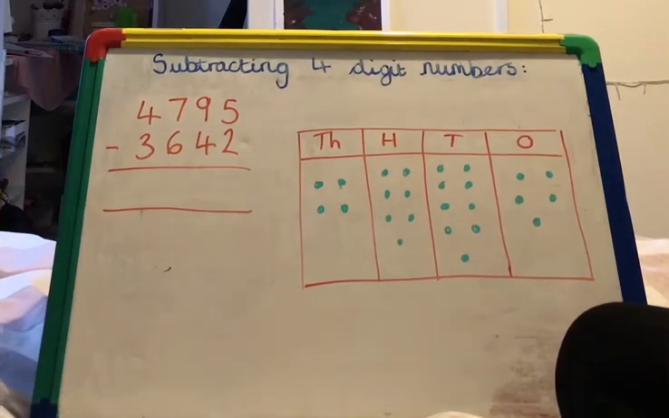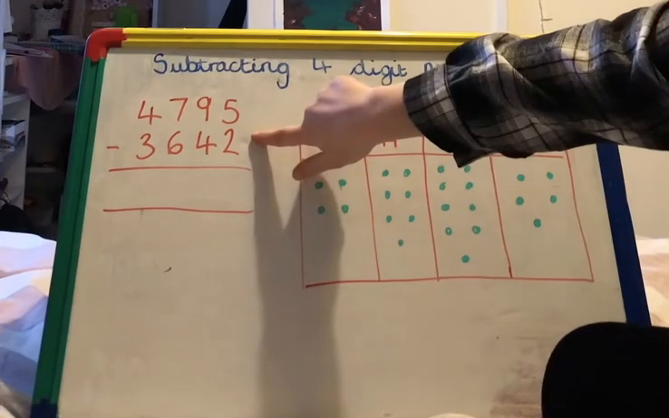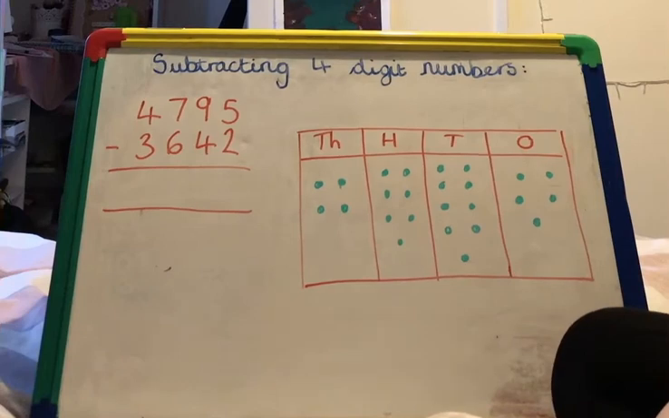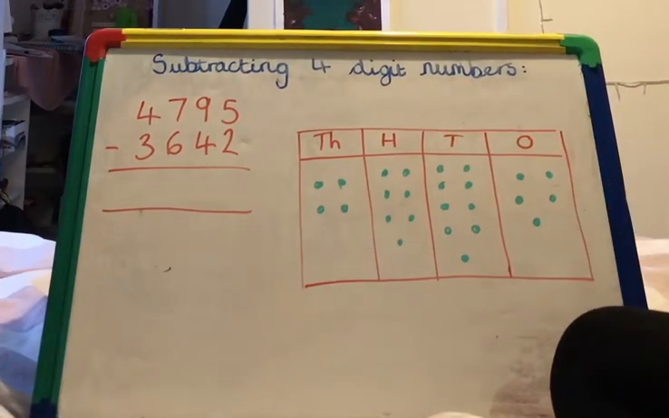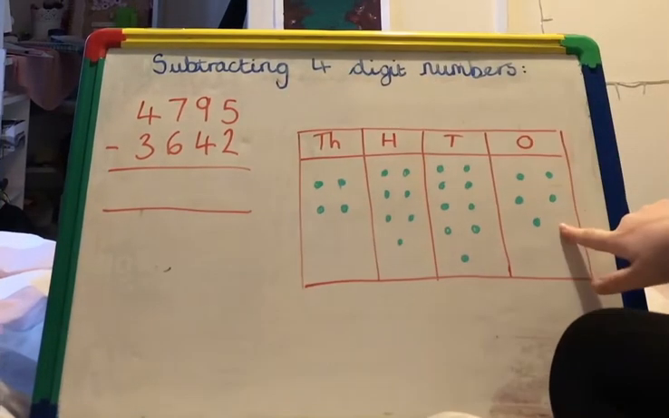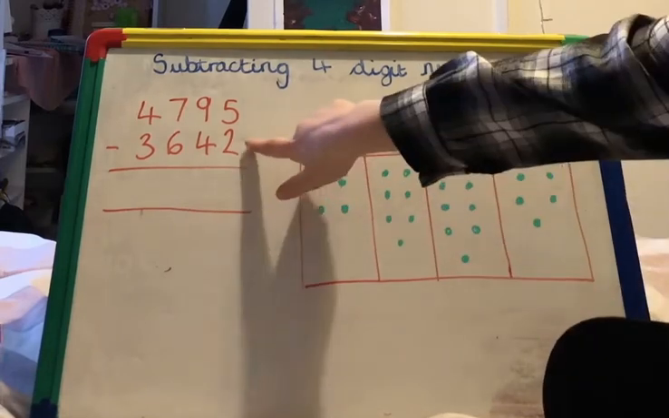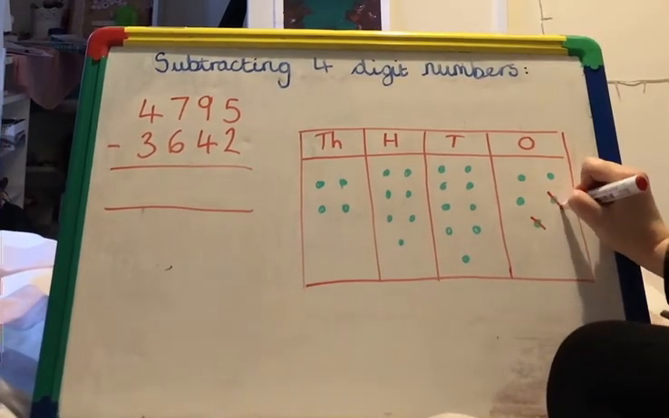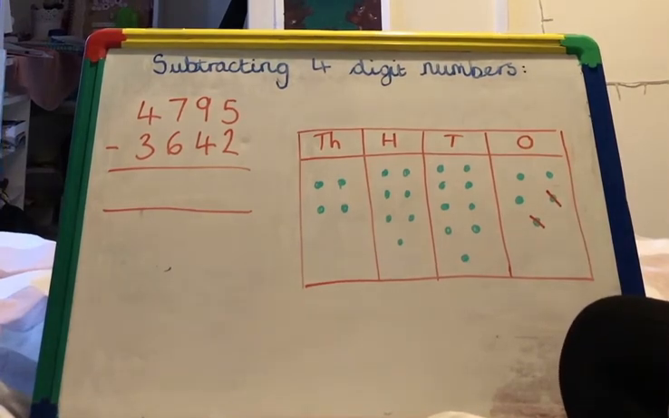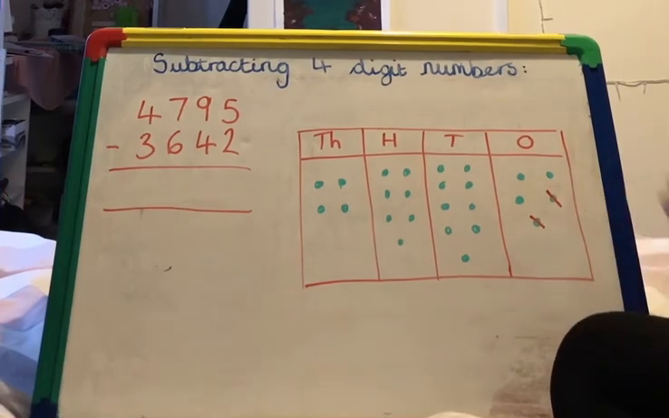My next step now is to take away my number 1 column at a time. So we always start with the smallest end, the ones. We start with this column. Okay, so I started with 5 and I'm taking away 2. So what I'm going to do is put a nice cross, doesn't have to be too big, just nice and neat, through 2 of my 5. I've taken away 1, 2.